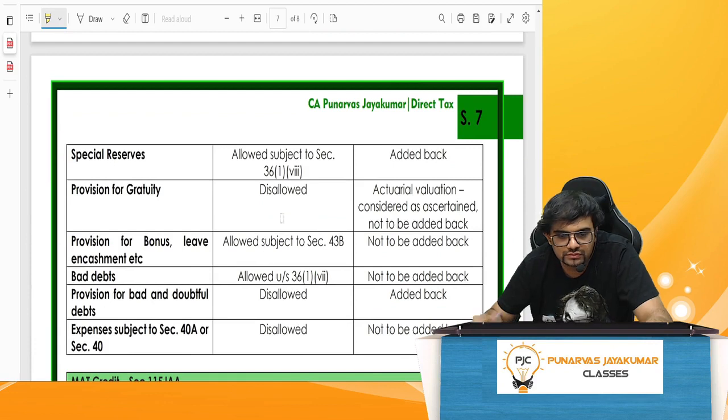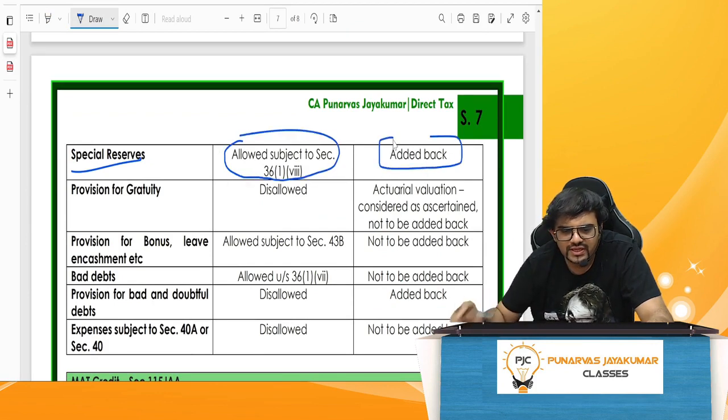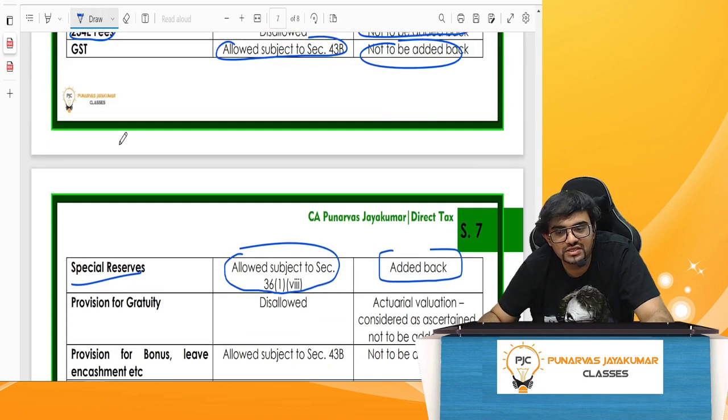See here. It is allowed subject to 36(1)(viii), here added back. Any type of reserve, please add back. Normal reserve, please add back. I'm doing page S7.